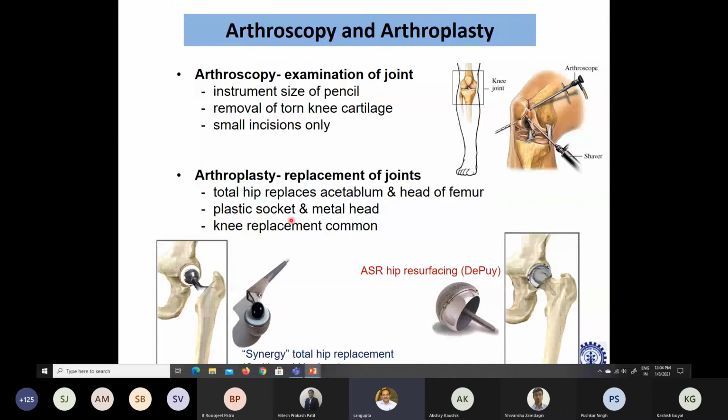So we have a socket and a metallic head. Now these materials are undergoing changes. There are new materials coming in, new designs coming in, to enhance the outcome of the surgery. So typically common are knee replacement or hip replacement.